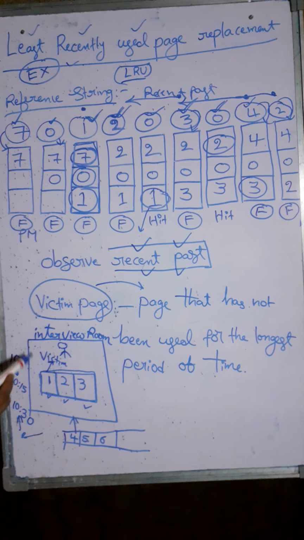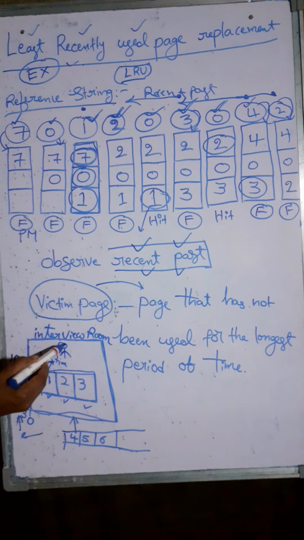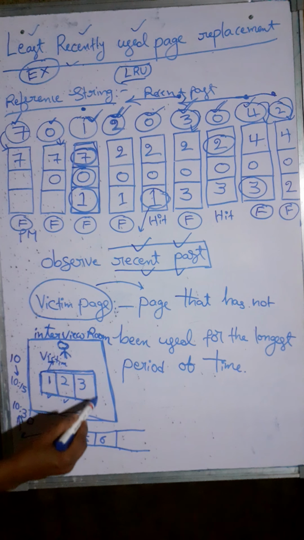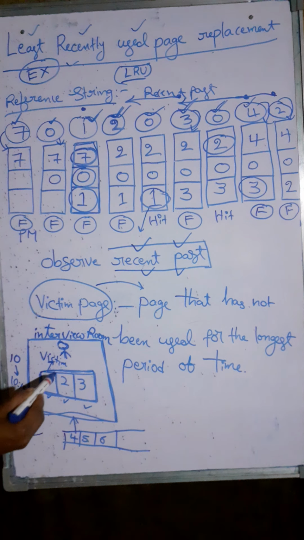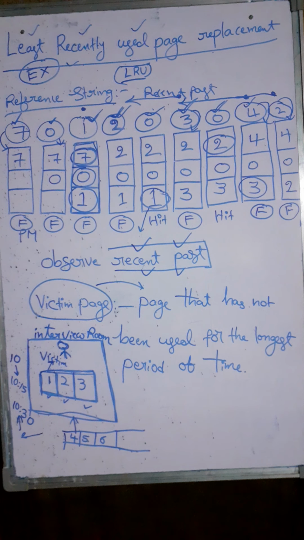Let us assume that this is the interview room. In this interview room, let us assume that he is the interviewer. This interviewer can interview only three persons at a time. He cannot interview more than three persons at a time. So only three candidates are there in the interview room.